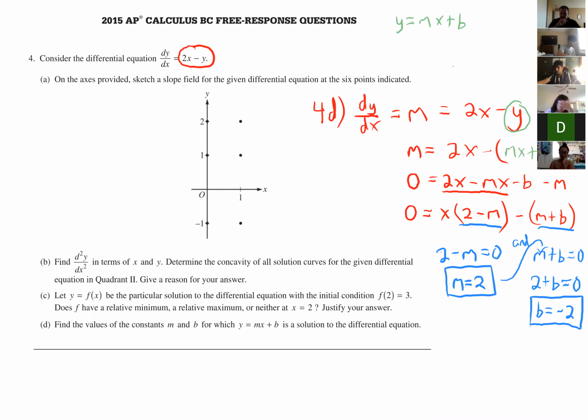And by hard, I mean problems that aren't the predictable problems, ones like 4D. But if you can get 4D, that's great. Those are extra points for you. All right, so any other questions on number 4?